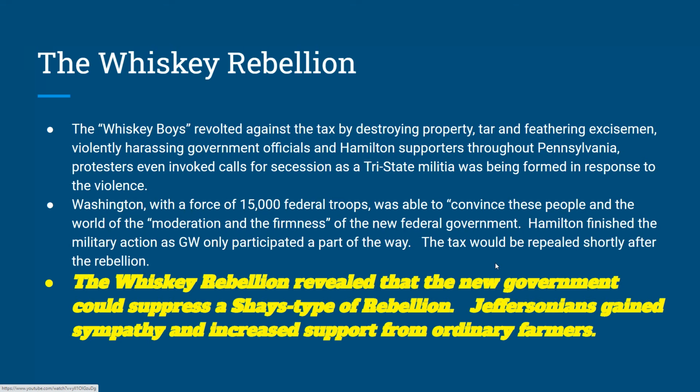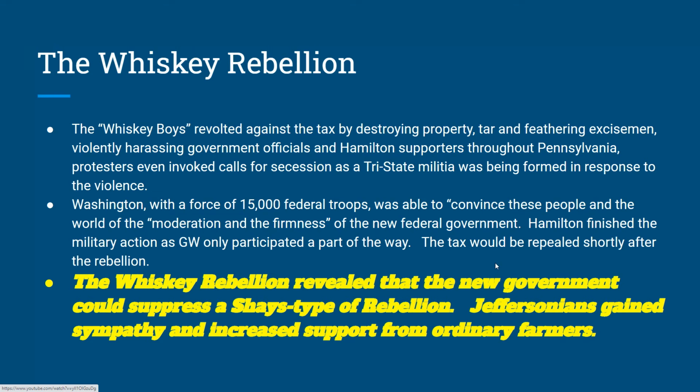the violence. President Washington, with a force of 15,000 federal troops, was able to, quote, convince these people and the world of the moderation and firmness of the new federal government. Hamilton finished the military action as George Washington only participated a part of the way. He only made it to Maryland, and he said, okay, Hamilton, you take over. The tax would be repealed shortly after the rebellion.